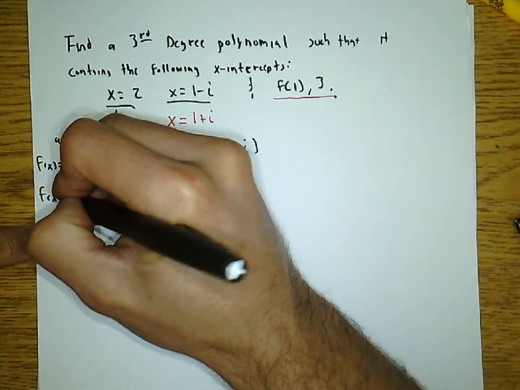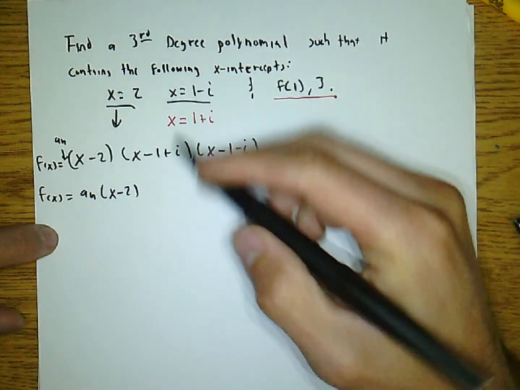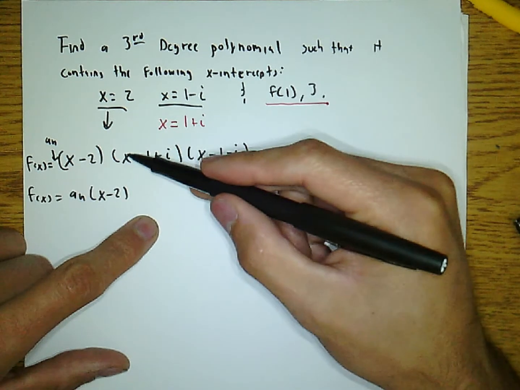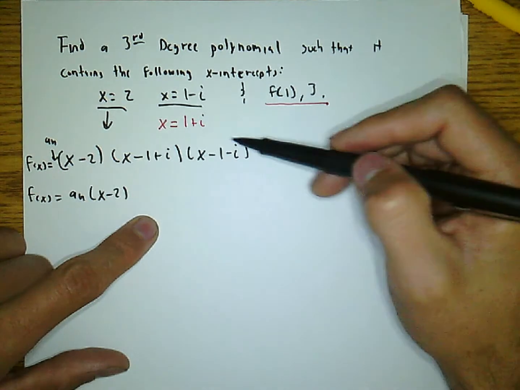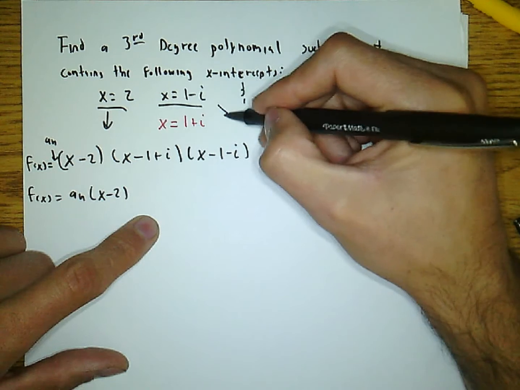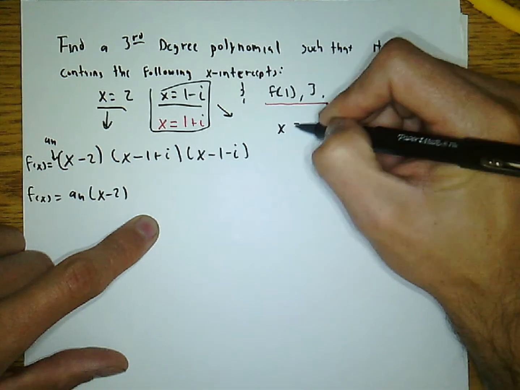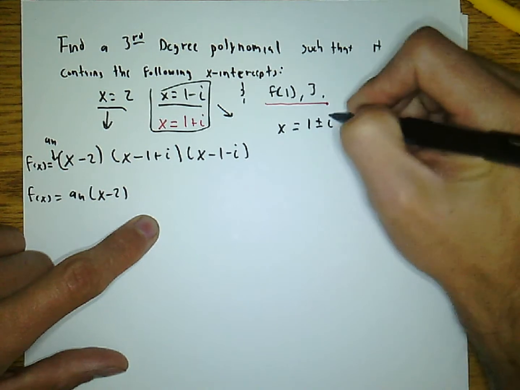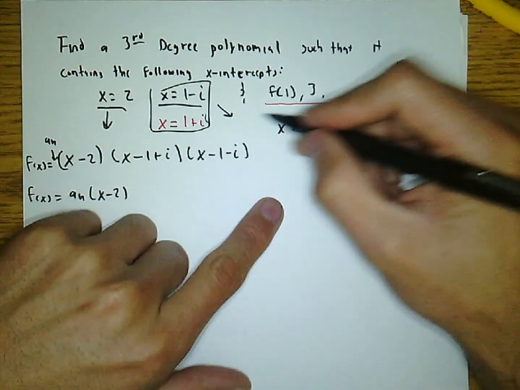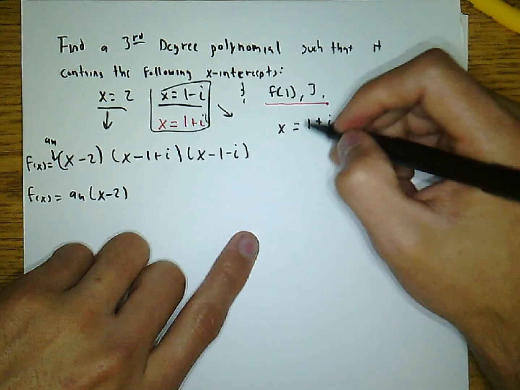So let's say f of x is equal to a sub n, and I'm going to leave x minus 2 by itself. Anytime you multiply things out, I recommend that you multiply the conjugate pairs together to make this a little easier. I'm going to go to the side and show you a little trick. You can write these two together as x equals 1 plus or minus i, so that I don't have to do all of this multiplication and maybe get lost.